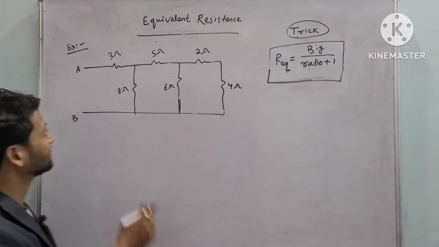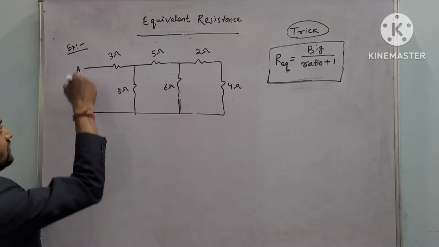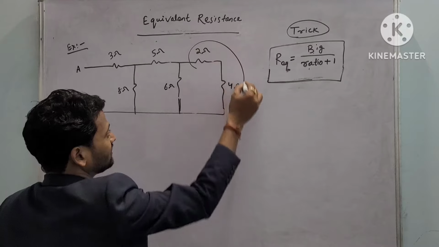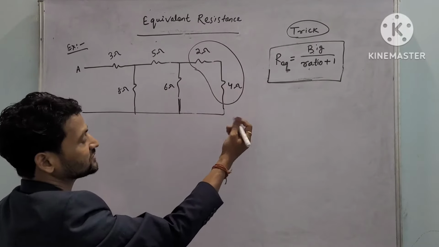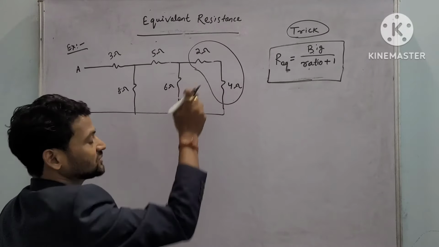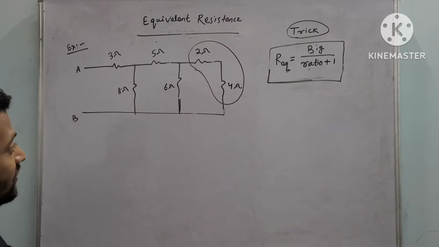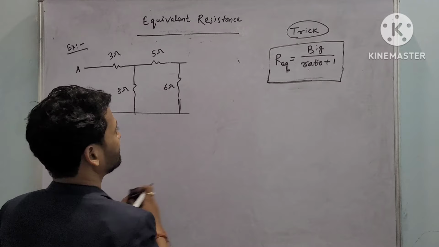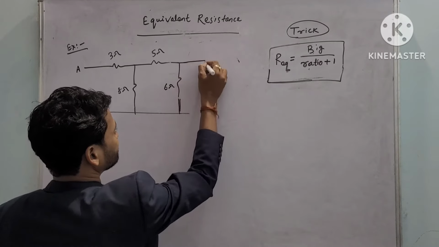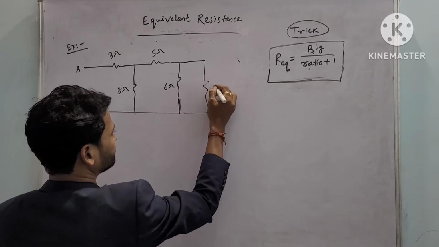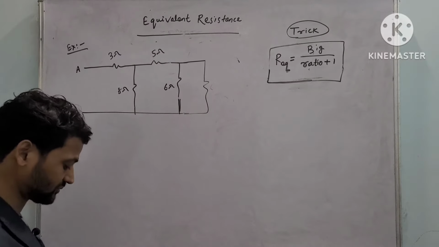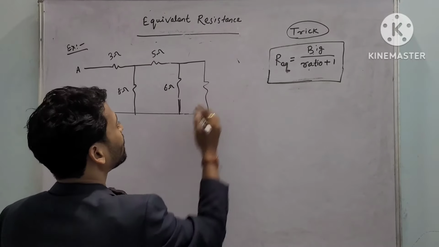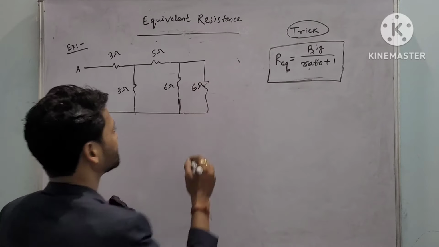So here we have another question. We'll find out the equivalent resistance between A and B. So 2 ohm and 4 ohm both are in series. So we are taking from the right hand side. So 2 and 4 is 6. So I can replace that one as 6. Just a minute. It is coming 6 ohm.